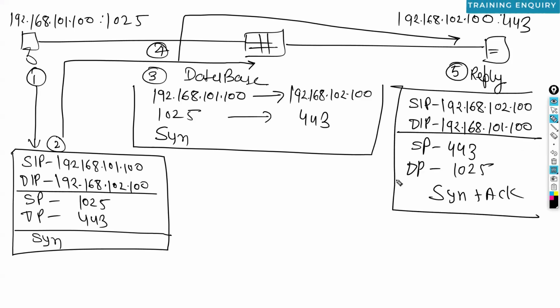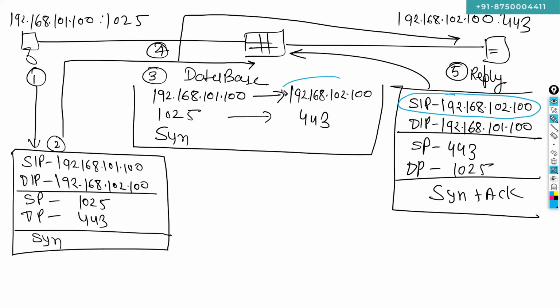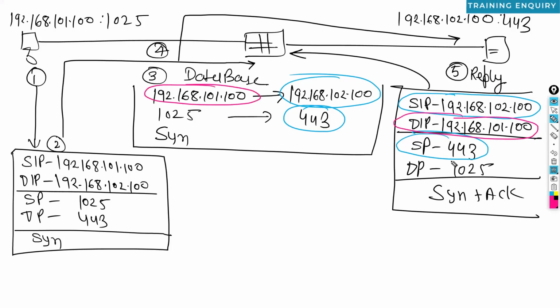When this reply packet comes to the firewall, the firewall will check who is coming. 102, 102 matching. Which port number is coming? 443, 443 matches the database. It is going to 101.100, 101.100 match. It is going to 1025, 1025 match. What is coming? SYN plus ACK. When can SYN plus ACK come? When we have initiated SYN. Yes, first we have sent SYN, and in response to the SYN packet, SYN plus ACK is coming.